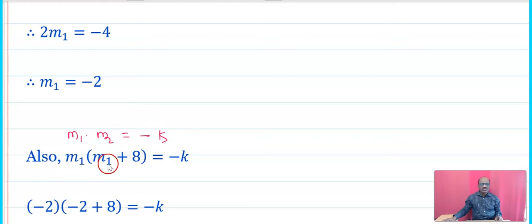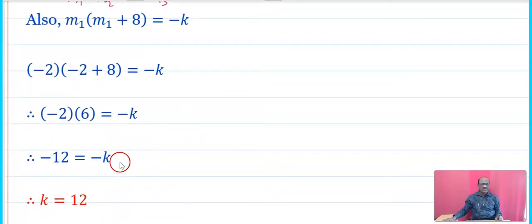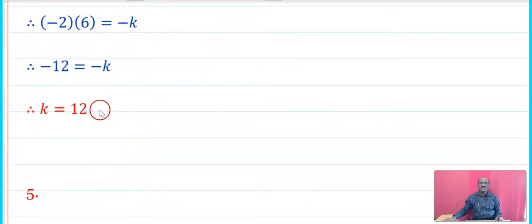But what is m2? m2 is m1 plus 8, and m1 is minus 2, so minus 2 plus 8 into minus 2 is equal to minus k. Here minus 2 plus 8 is 6, and 6 into minus 2 is minus 12, which is equal to minus k, and hence k is equal to 12.